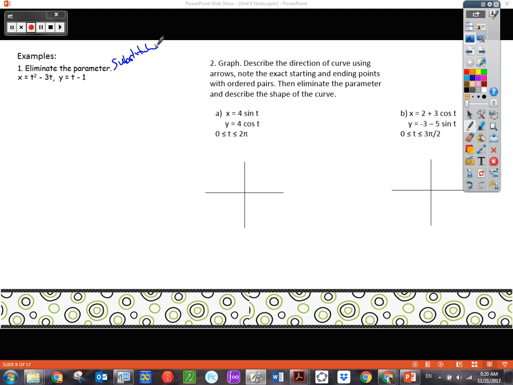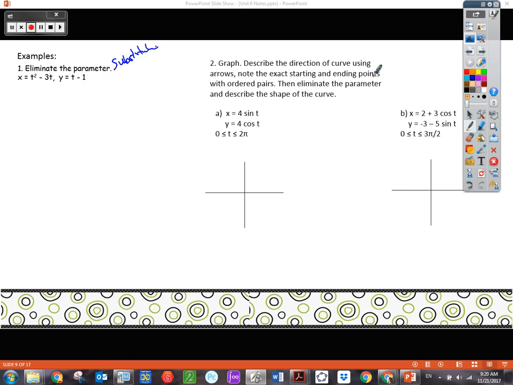So I adjusted your notes, right? I cut the lesson in half. This is the half of the notes. This one was not on your slide, so you need to write this down. Okay, this second example was on the slide, but the first one was not. So if you would add that in. So we are looking at practicing eliminating the parameter.